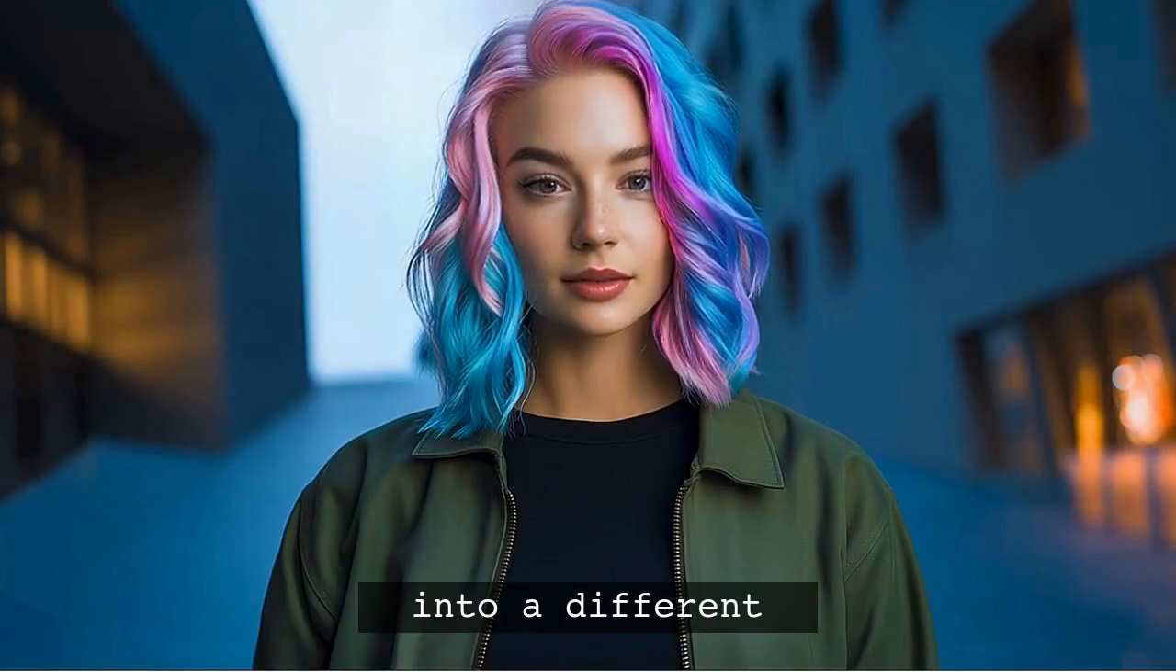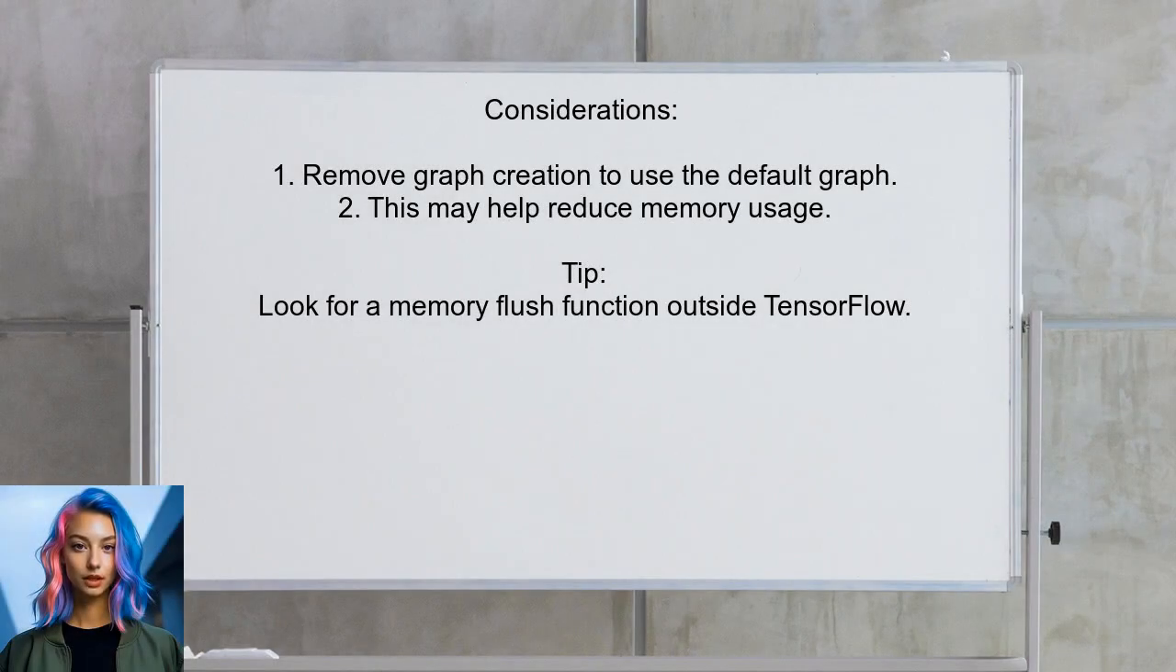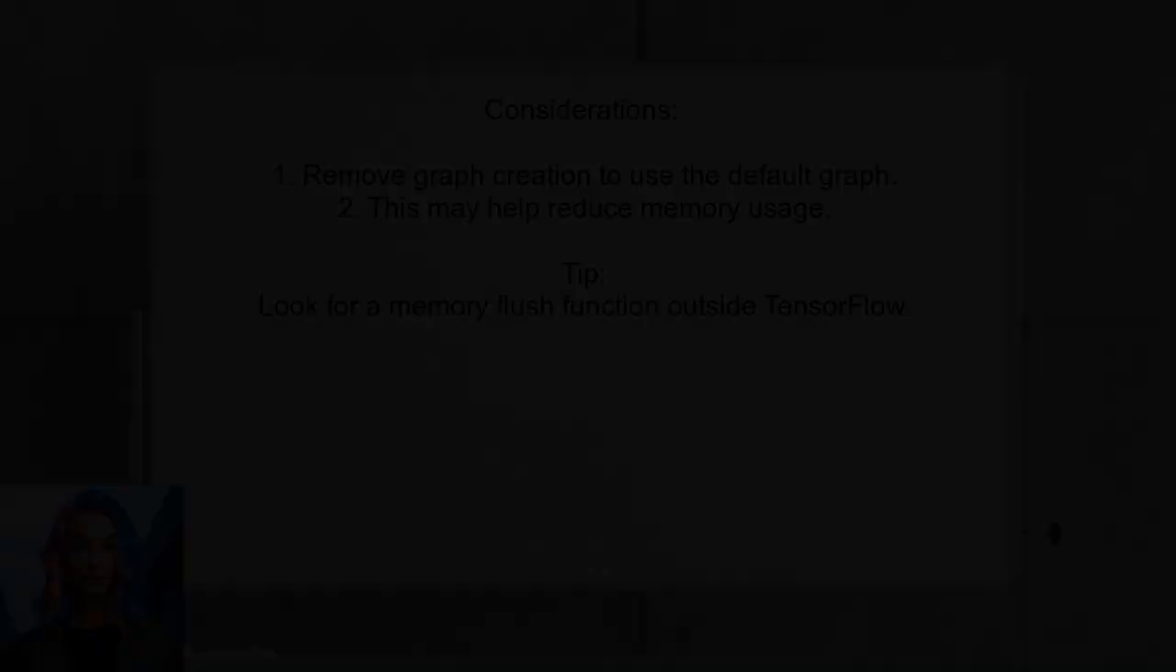Now, let's dive into a different answer from another user. An alternative solution suggests that the memory leak may be due to initializing the global variables multiple times within the session. The user points out that if the loop is outside the session, the variables are only initialized once, preventing memory accumulation. Additionally, the user mentions that creating a new graph each time can also contribute to the memory issue. They recommend removing the graph creation to use the default graph instead, which may help manage memory more effectively.